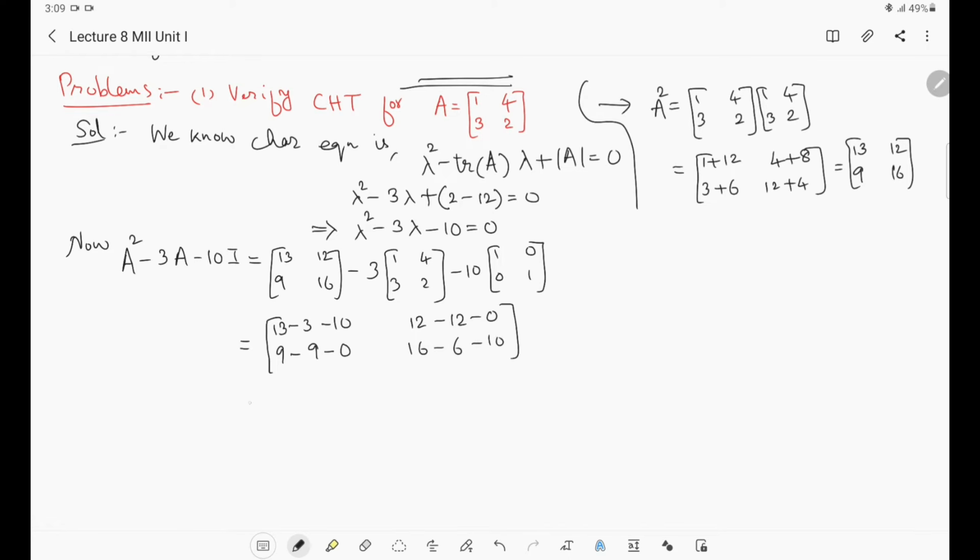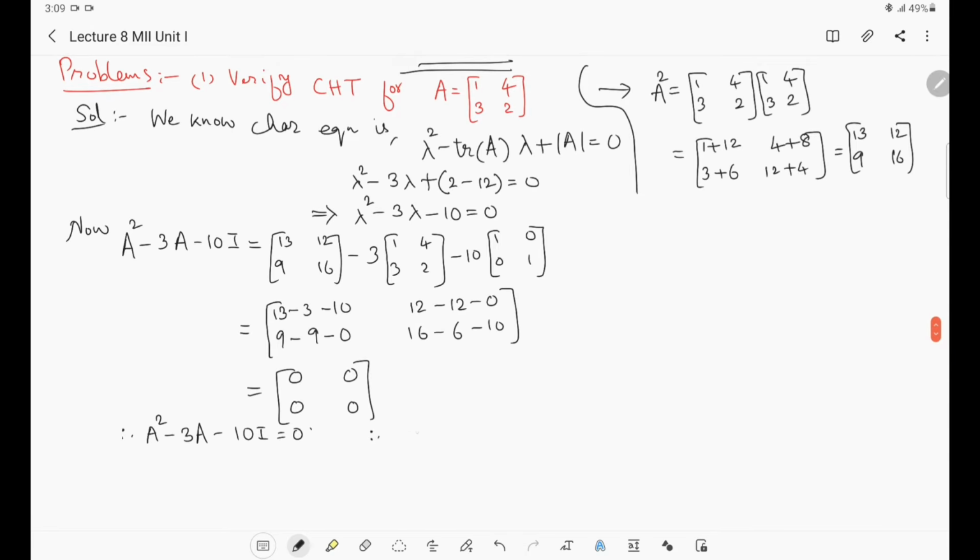Now simplify this, what we will get here? 13 minus 3 minus 10 is 0, 12 minus 12 is 0, 9 minus 9 is 0, 16 minus 6 minus 10 is 0. So what we got? A square minus 3A minus 10I equal to 0. Therefore what we can say? Therefore matrix A satisfies its characteristic equation. Therefore Cayley-Hamilton theorem, CHT, is verified. So this is how we verify Cayley-Hamilton theorem, right?